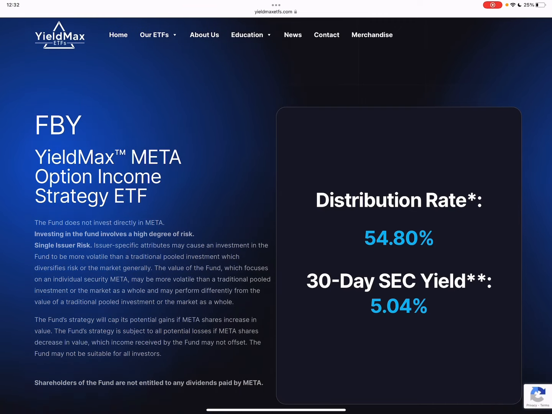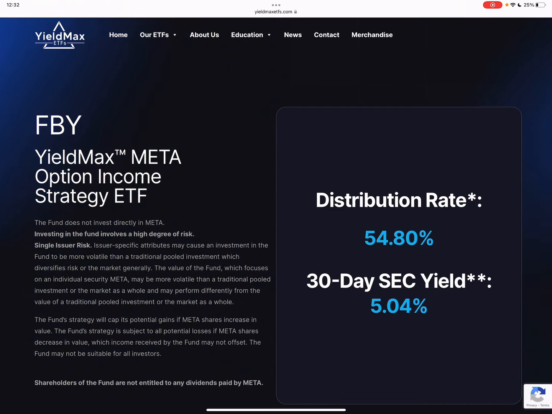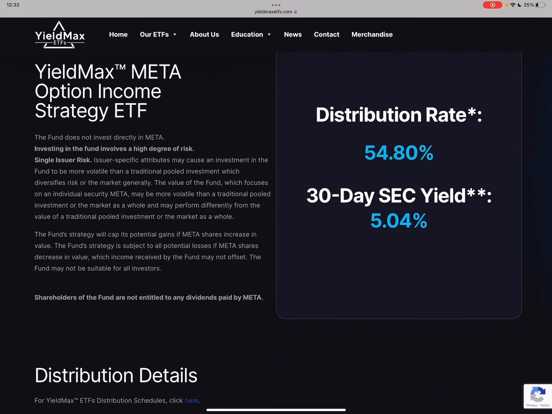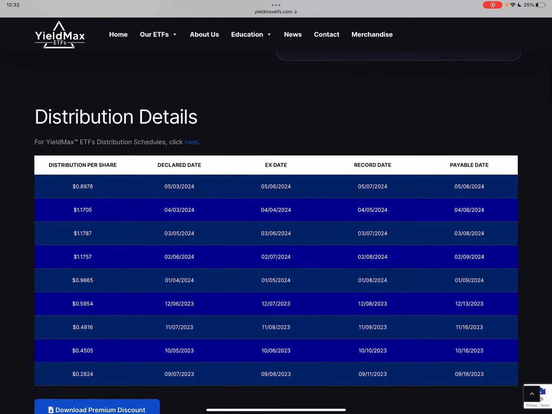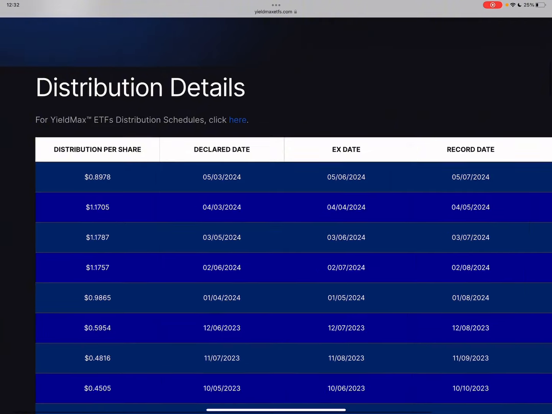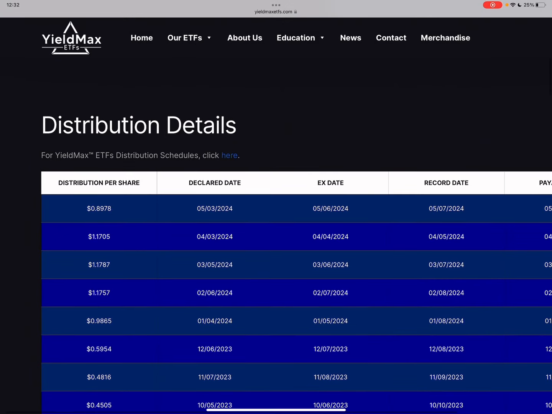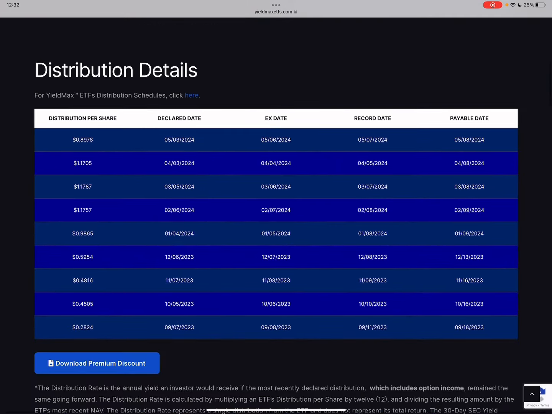All right, so here we got Phoebe. This one has been doing really, really good for me. Last distribution, 54.8%. As you can see, 3 months previously, I bought this around in December. But they had 3 good months worth of dividends here. $1.17, $1.17, $1.17, and then going down to 89 cents last month.